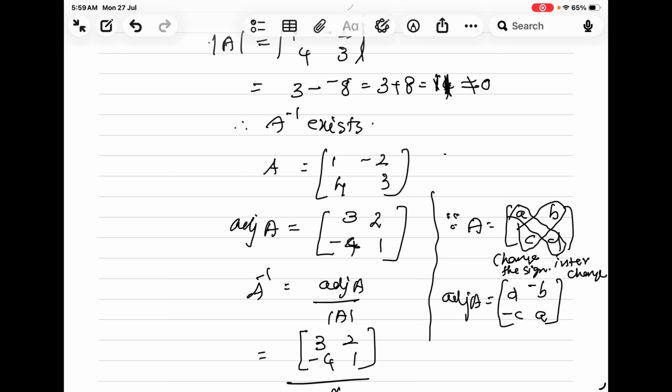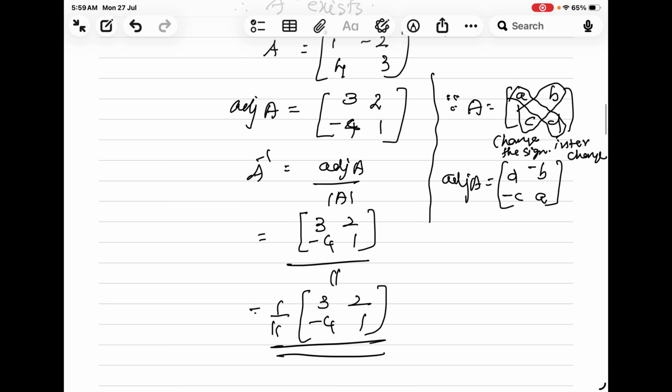In the same way, we can find adjoint A here. Interchange the 1 and 3, so 3, 1, and 4, negative 2. Change the sign: negative 2 becomes 2 and 4 becomes negative 4. So adjoint A is equal to 3, 2, negative 4, 1. Then A inverse equals adjoint A by determinant A, that is matrix 3, 2, negative 4, 1 divided by 11. You can take the 11 outside. Therefore, 1 by 11 into matrix 3, 2, negative 4, 1.